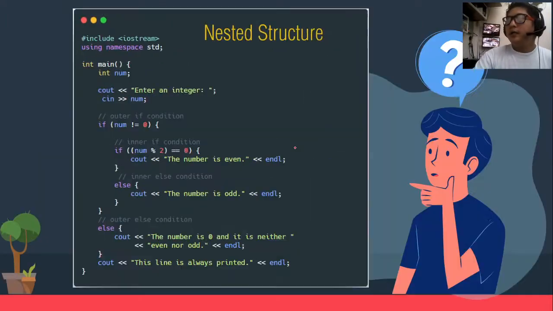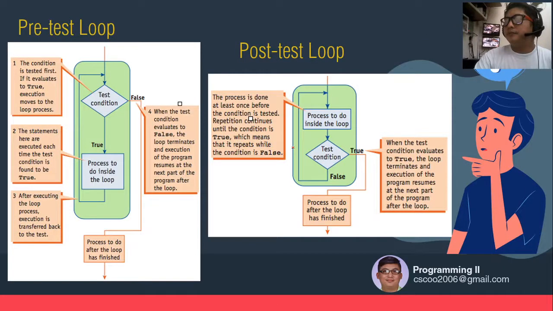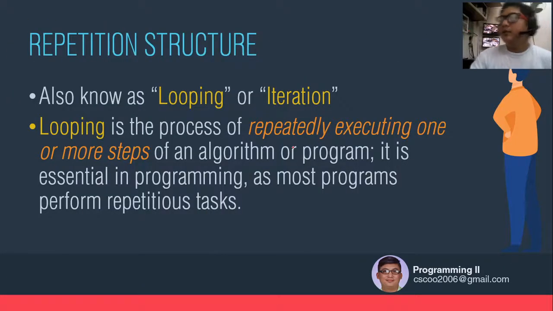Okay? Now, what is looping? So in looping, that's what we call a repetition structure, or iteration. Looping is the process of repeatedly executing one or more steps of an algorithm or program. It is essential in programming because most programs perform repetitious tasks.